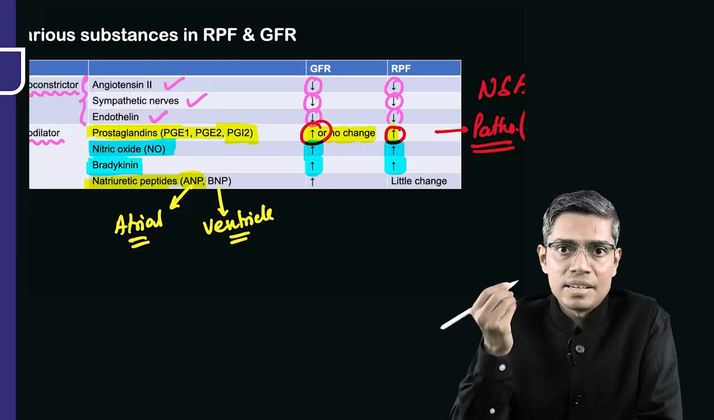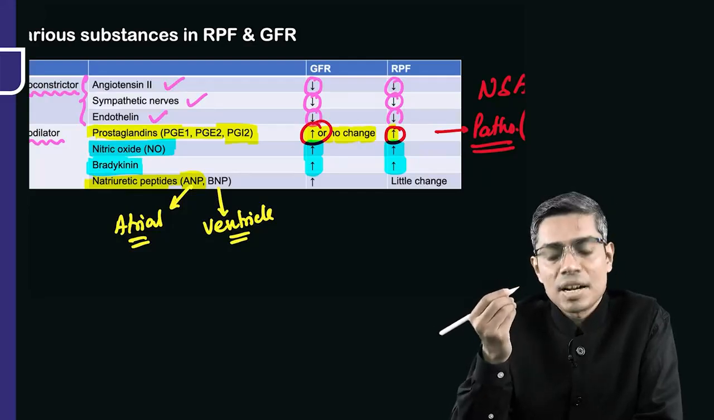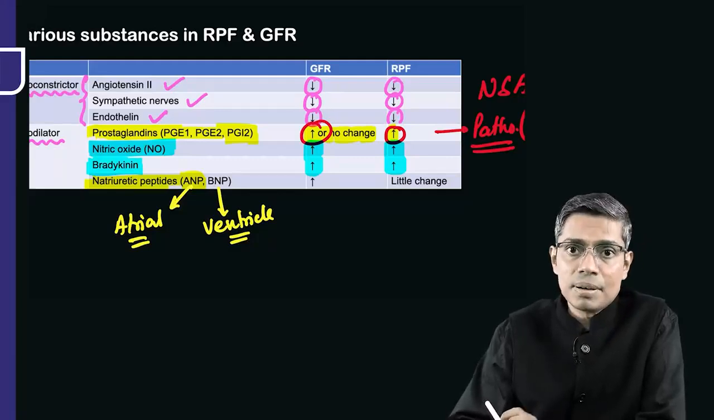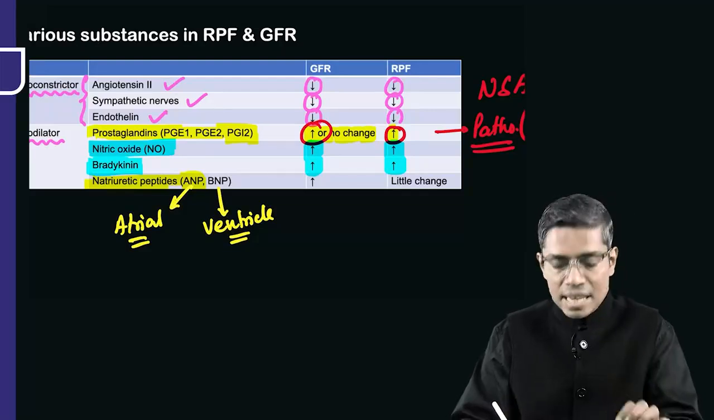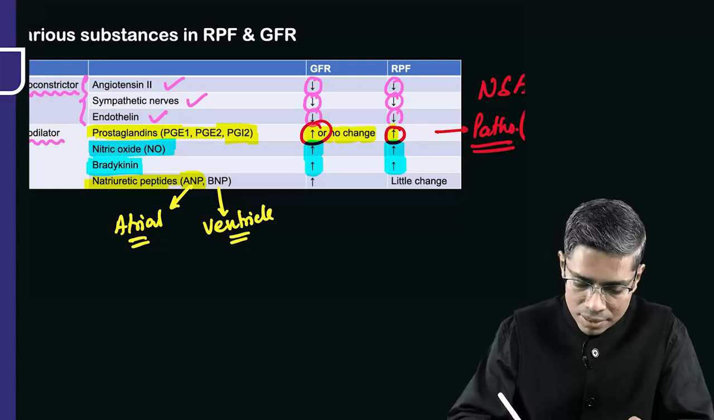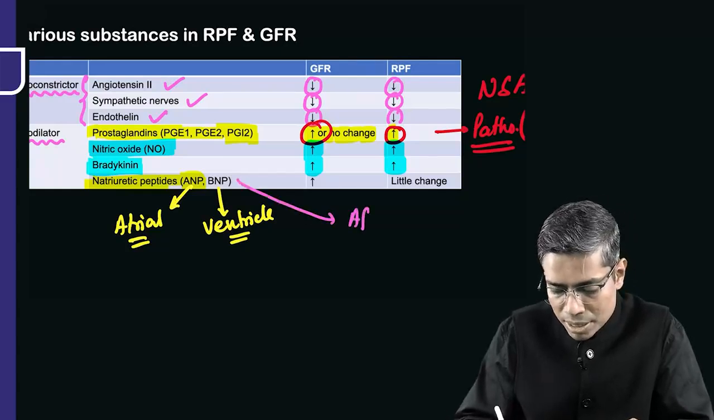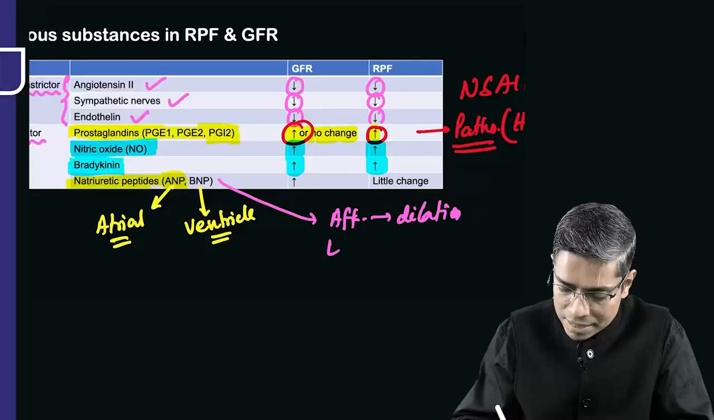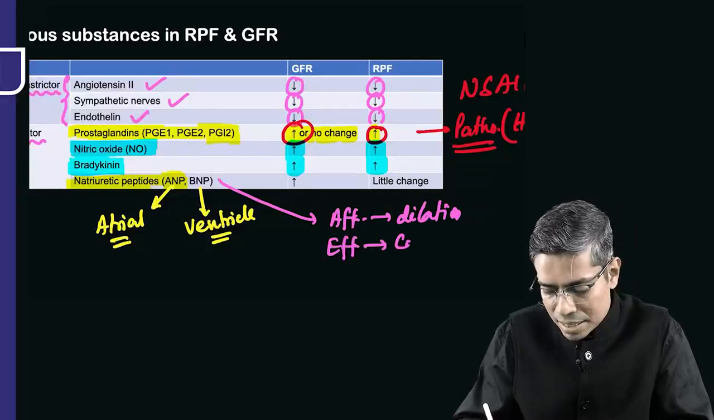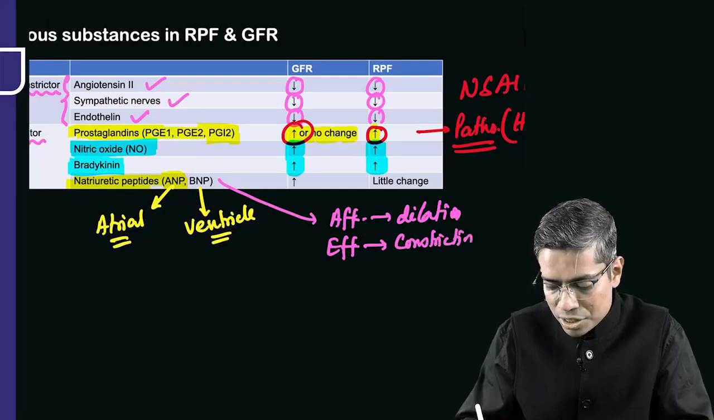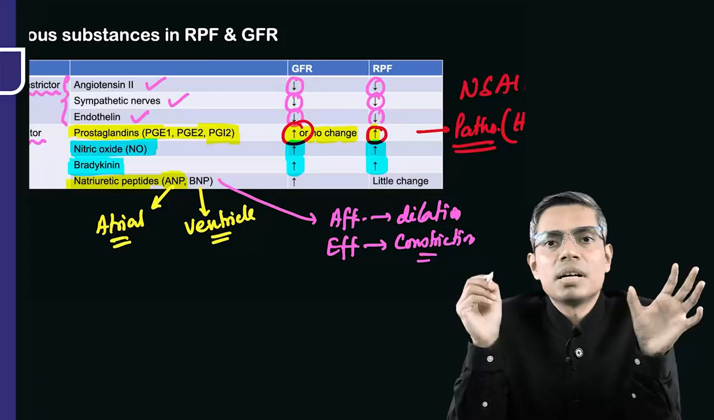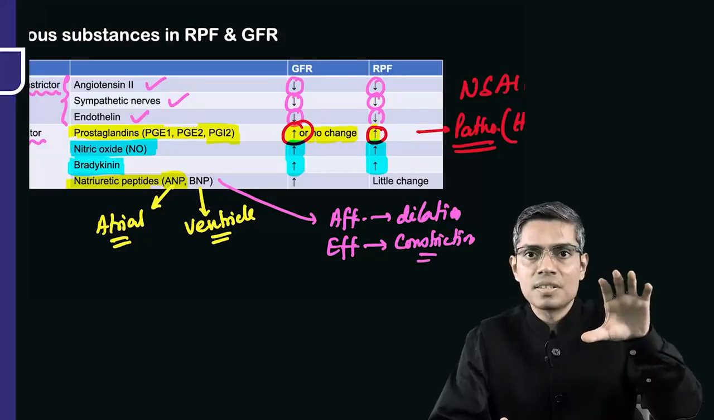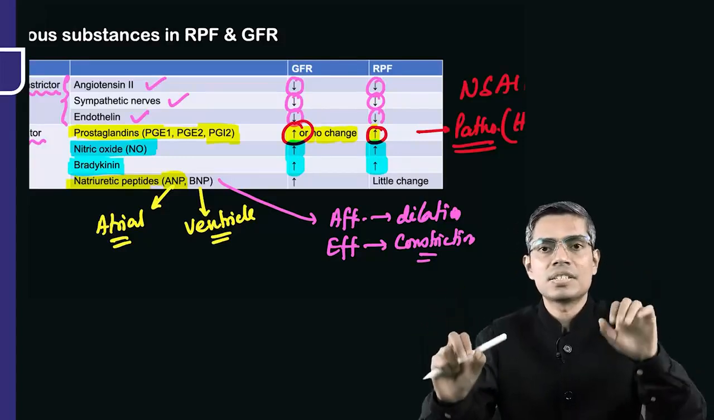Both of them have similar kinds of functions. What are the functions? Vasodilator action. Because of the vasodilation, it causes increase in GFR, but there is a catch here. ANP and BNP cause vasodilation particularly of the afferent arteriole. So the afferent arteriole will be dilated and the efferent arteriole will get a little constricted. So what is the net effect? You are dilating afferent, so resistance is decreasing. You are constricting efferent, resistance is rising.